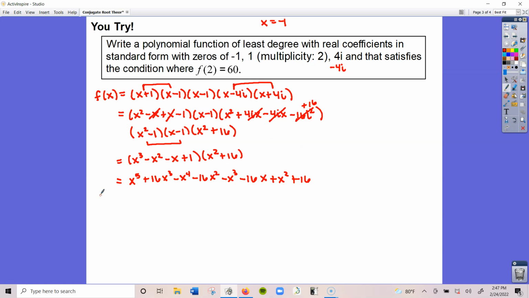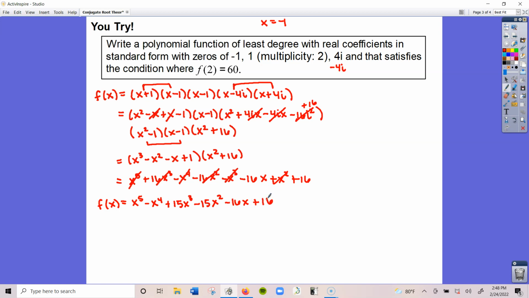So now let's combine like terms and write our polynomial in standard form, starting with our highest exponent, which is x to the fifth. Then I have minus x to the fourth. Now our x to the third, we have 16x to the third minus x to the third, which is plus 15x to the third. And then negative x squared plus x squared is minus 15x squared. Then minus 16x plus 16.